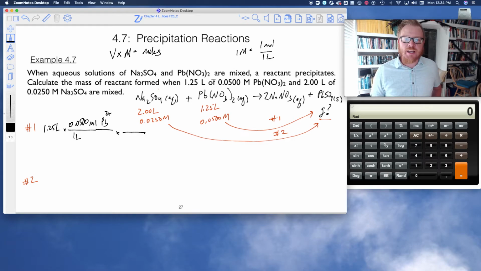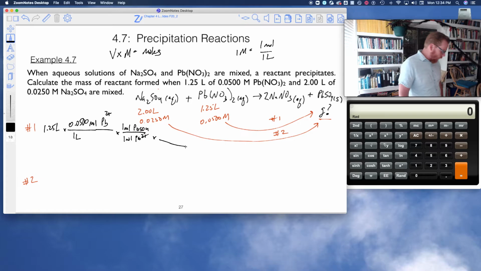And in this reaction, 1 mole of lead nitrate makes 1 mole of lead sulfate. So I can say now 1 mole Pb2+ makes 1 mole of PbSO4. Oh, I ran out of room here with my red arrows.